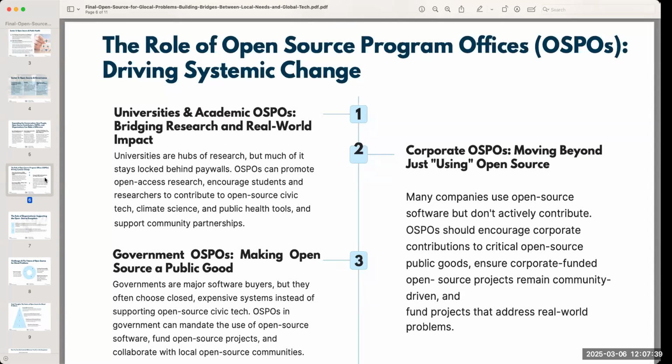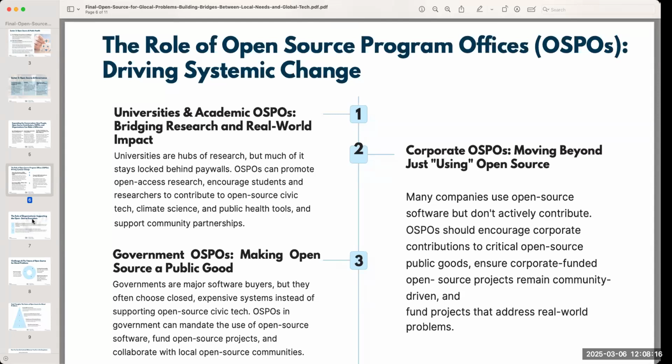They can also fund open source projects that benefit citizens directly, like OpenGov Africa, e-governance platforms, and open healthcare tools as well. Another way to make this better will be for government OSPOs to collaborate with open source communities, local open source communities, or global open source communities that are willing to try building for the local community where the government is situated.